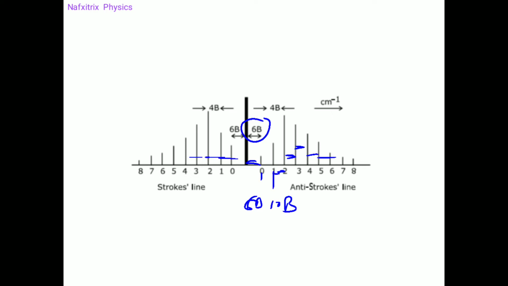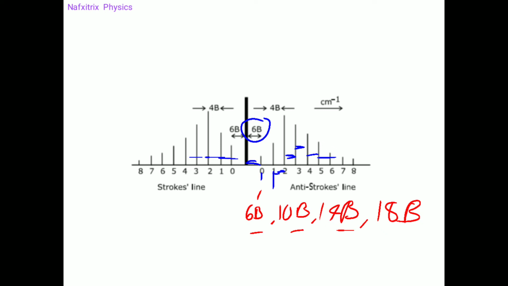So these Stokes lines: first 6b, next line would be at 10b, next line would be at 14b, and next line would be at 18b. That means the consecutive difference between those lines is 4b. From here onwards it remains the same. Only between the starting Rayleigh line and this Stokes line, it is 6b.